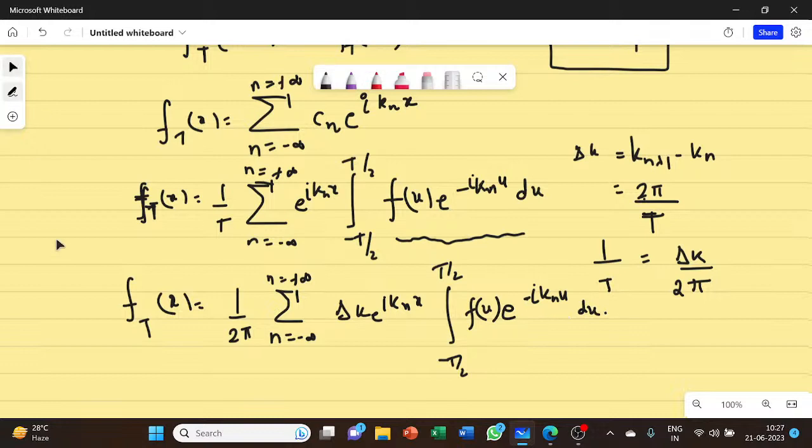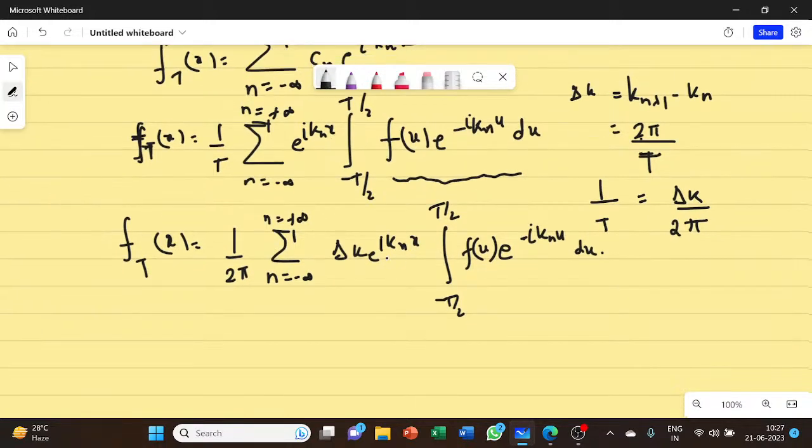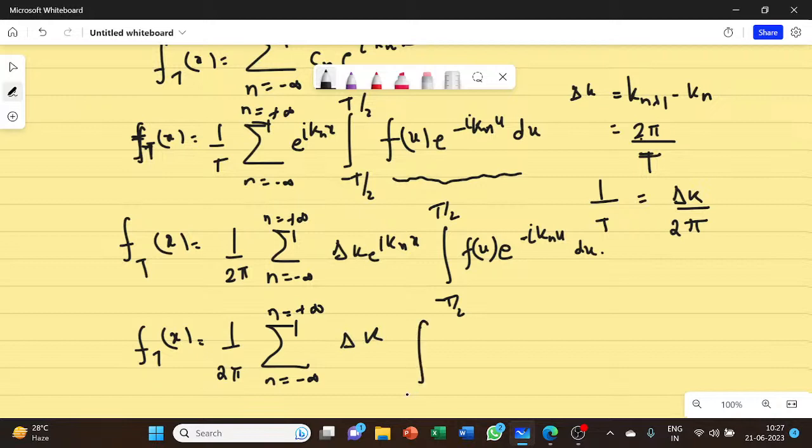Or otherwise you can do that also, like I can push this inside, because obviously this is not a function of u. So what I can do is I can simply write it as 1 upon 2π, and this f_T(x) is simply summation n equals minus infinity to n equals plus infinity. I'll be satisfied with this delta k written here, so I'll write minus T by 2 to plus T by 2. Here I will get f of u, and I will write e to the power iota k_n, and I should take this inside and write (x minus u), and then you have this du.